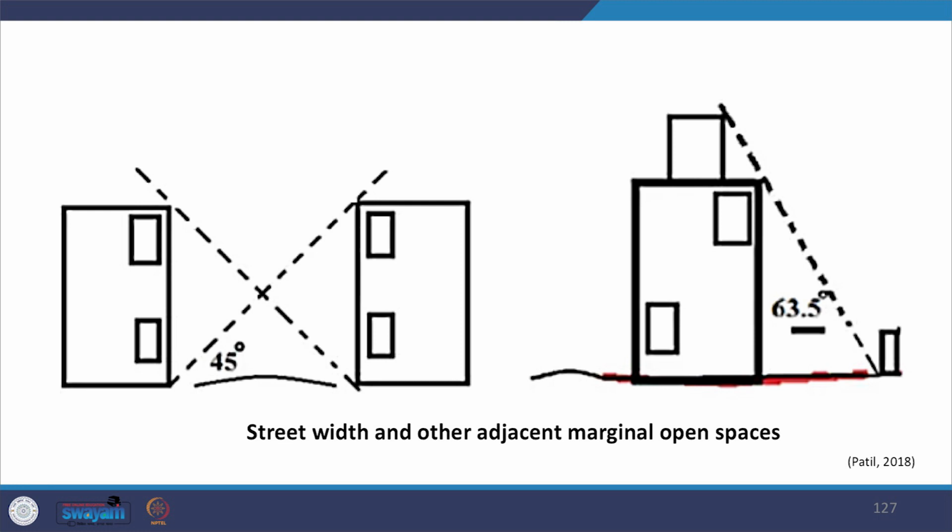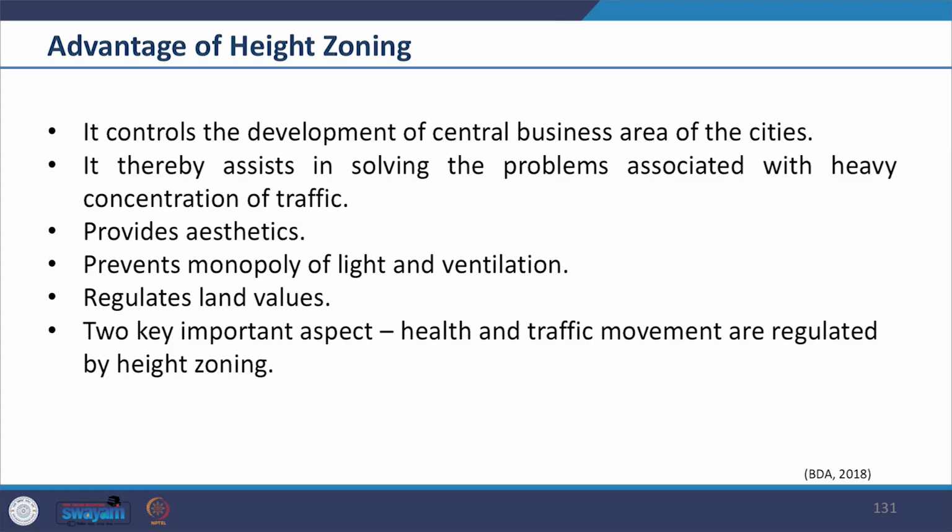So as you can see in the image here, the height zoning restriction depends on nature of building, type of zone, and climatic conditions. Advantage of height zoning is that it controls the development of the central business area of the cities, and thereby assists in solving the problems associated with heavy concentration of traffic and so on.